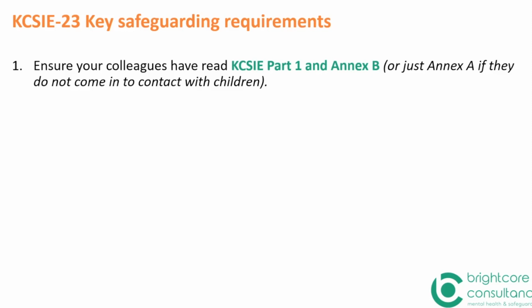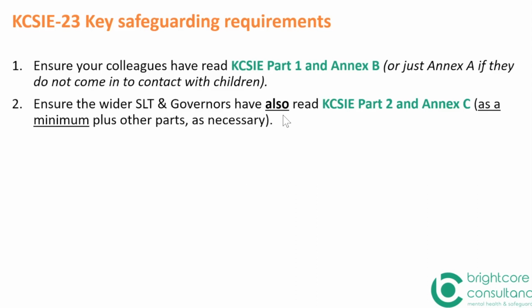So you might have some colleagues who read Annex A, but pretty much most colleagues, if not all of them, are going to be directed to read Part 1 and Annex B. So not only do they need to read it, you need to make sure they've understood it. And whether you do knowledge tests or whatever else you do to be able to demonstrate that is down to you to ensure that that is the case, rather than just people ticking a box and signing something.